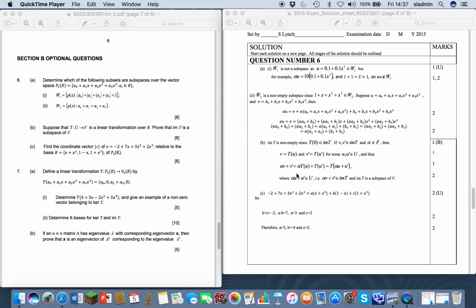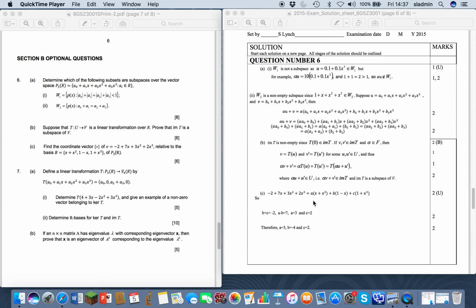Well, alpha v plus v dashed is equal to alpha times T of u plus T of u dashed, as we've just said, and now because T is a linear transformation, that has to equal T of alpha u plus u dashed. So therefore, alpha v plus v dashed has to be in the image, and the image is a subspace of V. And finally, we want to find the coordinates of this vector with respect to these bases.